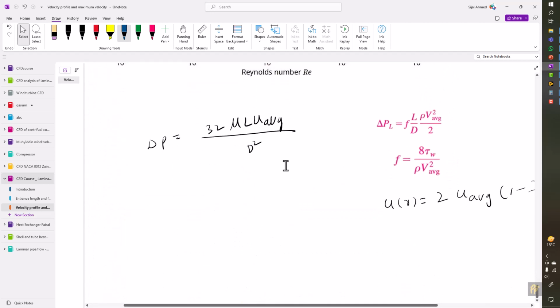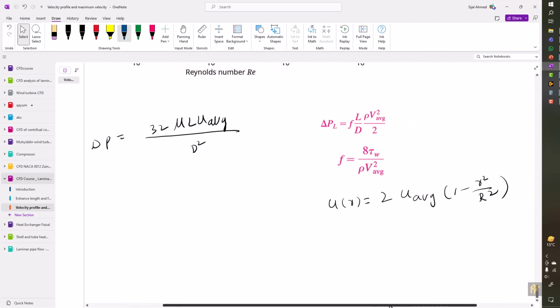So we start from this formula for delta P, or pressure loss, and we also know that the velocity profile in terms of average velocity is like this. So now let's draw the pipe section. And this is the velocity profile. Maximum velocity is at the center.